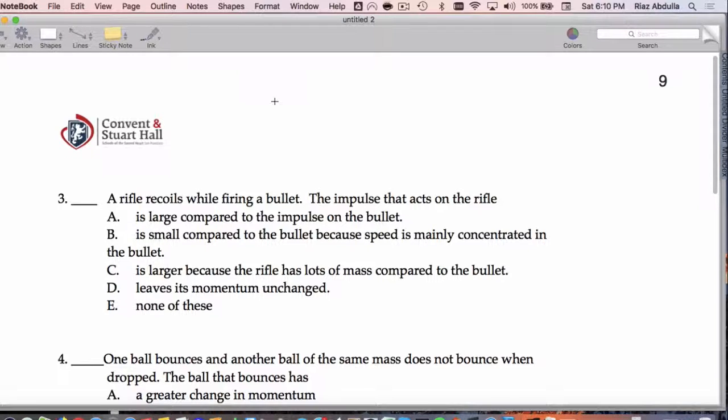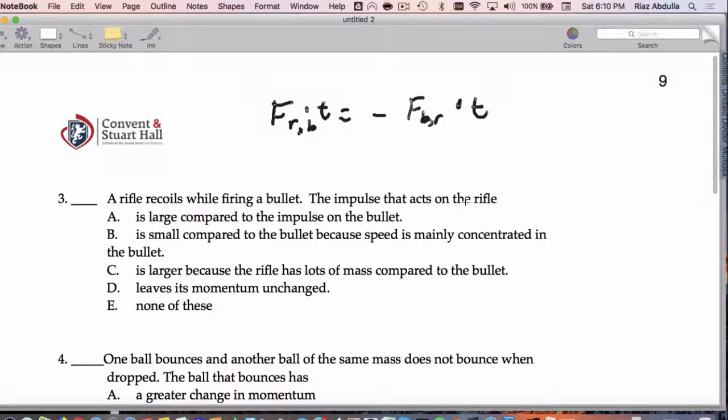Let's be clear why. So, there is a force on the rifle due to the bullet. And by Newton's third law, there's an equal and opposite force on the bullet due to the rifle. If we multiply both sides of this by the time that they're in contact with one another, what we realize is that the impulses are also equal and opposite.